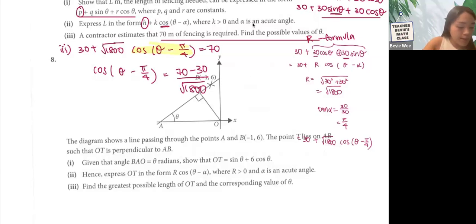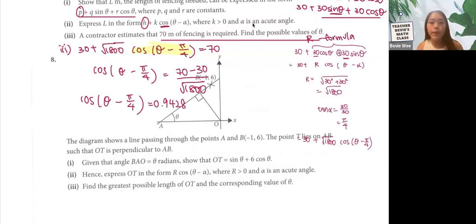Okay, then we press the calculator. 40 divided by square root 1800. I get cos theta minus pi over 4 equals 0.9428. Up to here, okay? Still okay, right? Okay, great.